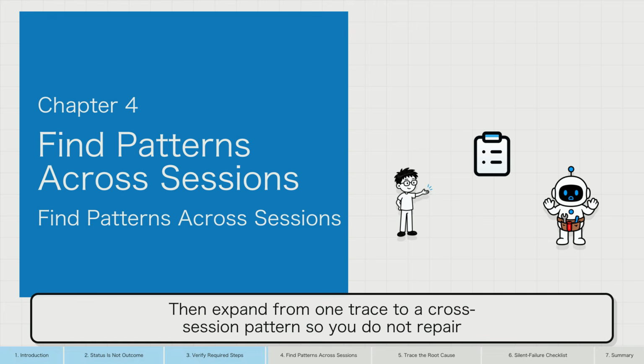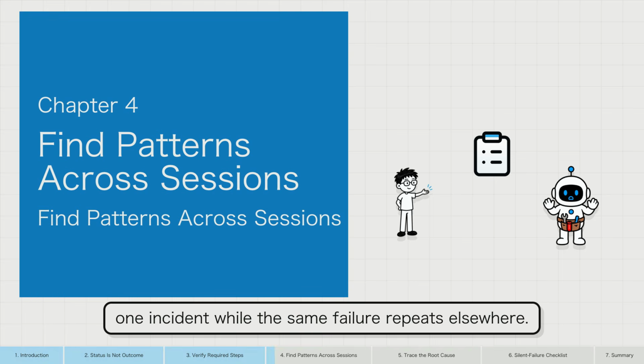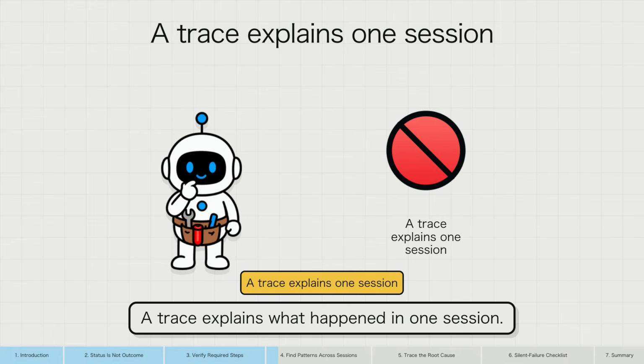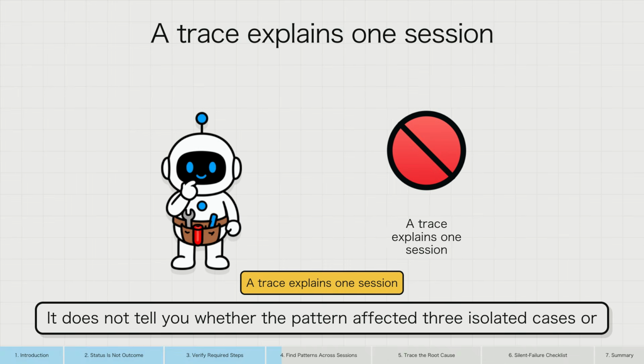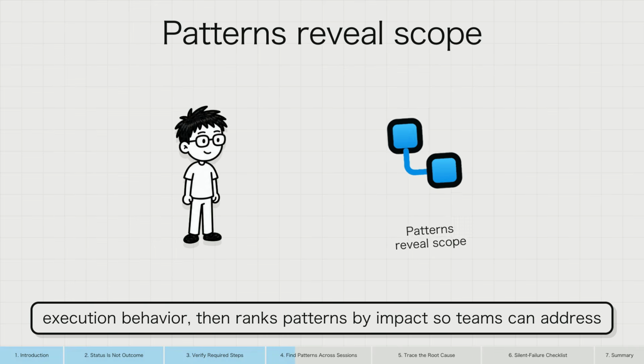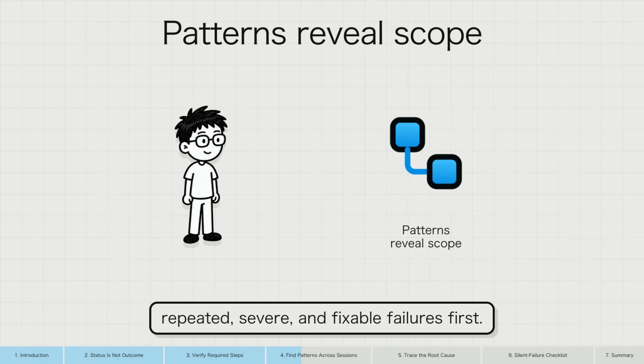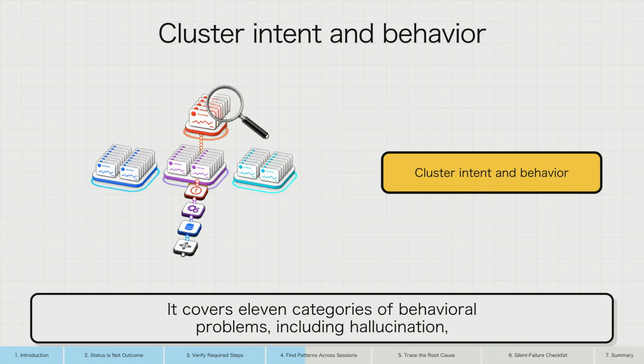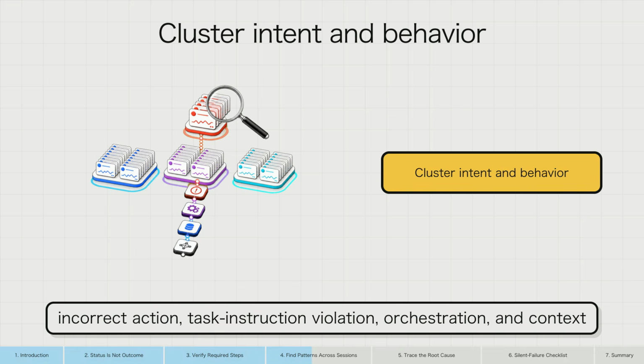Then expand from one trace to a cross-session pattern so you do not repair one incident while the same failure repeats elsewhere. A trace explains what happened in one session. It does not tell you whether the pattern affected 3 isolated cases or 30% of users. The source's method consumes existing traces, clusters user intent and execution behavior, then ranks patterns by impact so teams can address repeated, severe, and fixable failures first. It covers 11 categories of behavioral problems, including hallucination, incorrect action, task instruction violation, orchestration, and context handling.